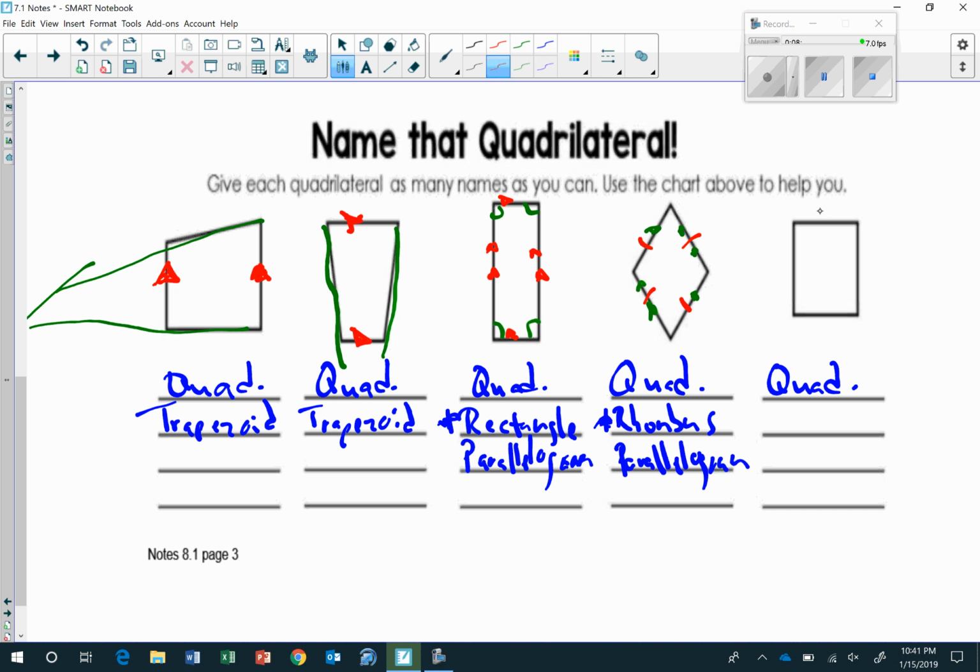And looking at this last one, we've got the top and the bottom being parallel. The left and the right are parallel to each other. We've got right angles, and they are not all the same length. So that's going to be a rectangle. Again, rectangle would be our most specific. We could also call it a parallelogram.